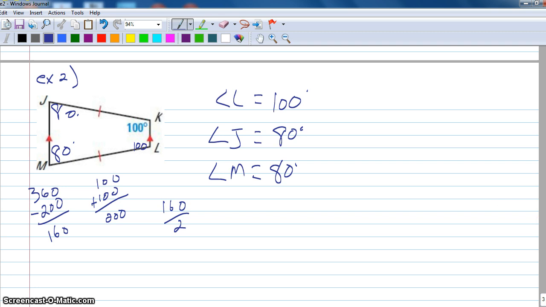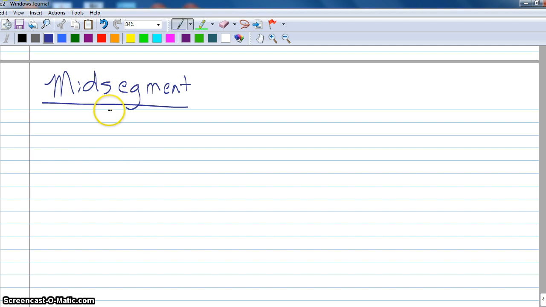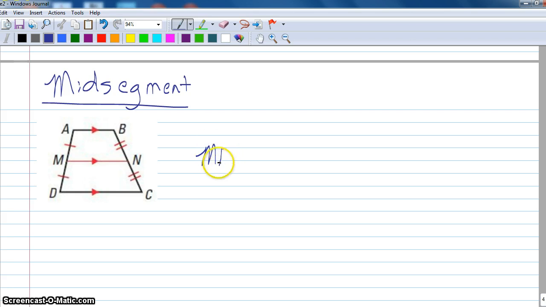Now, let's go on to something different. Let's go over something called the mid-segment. It's just like it reads, the middle segment of a trapezoid. So here's my trapezoid, A, B, C, D. This is the base, this is the base. These are the legs. This would be the mid-segment. MN is the mid-segment.